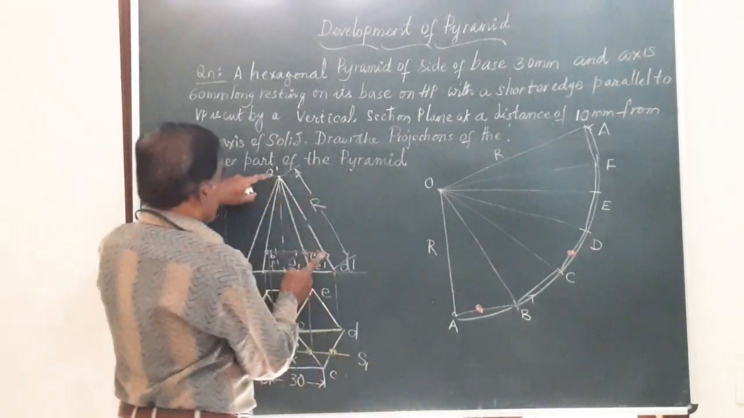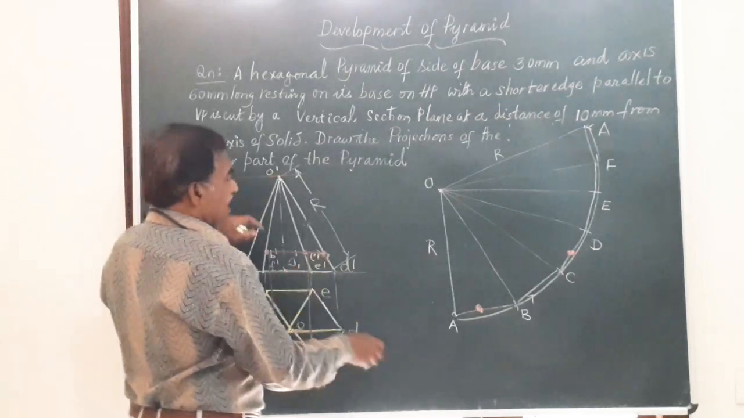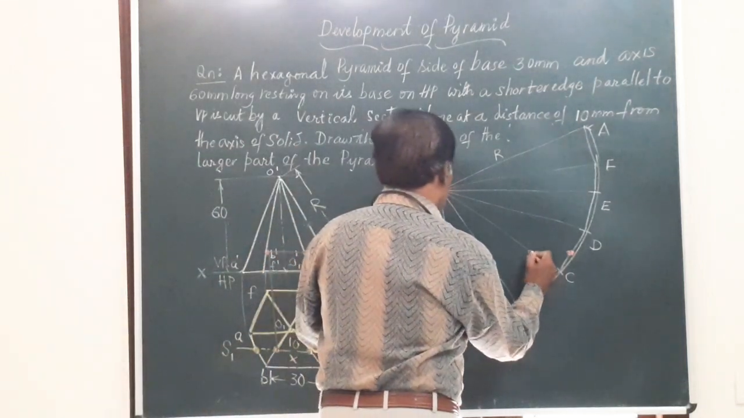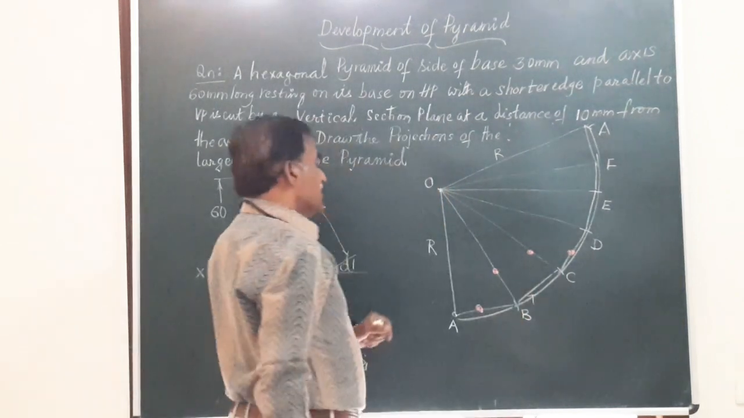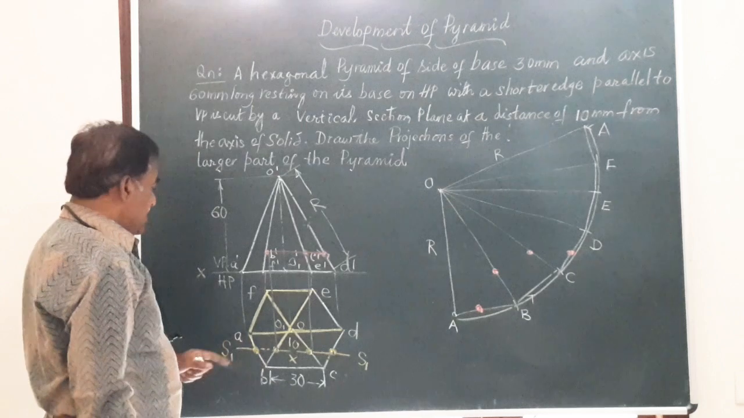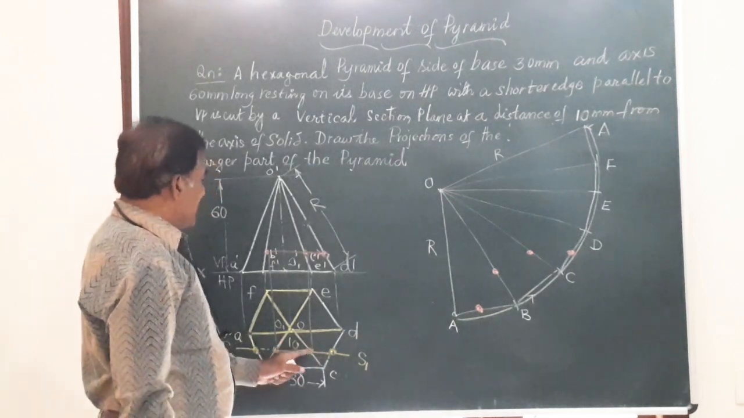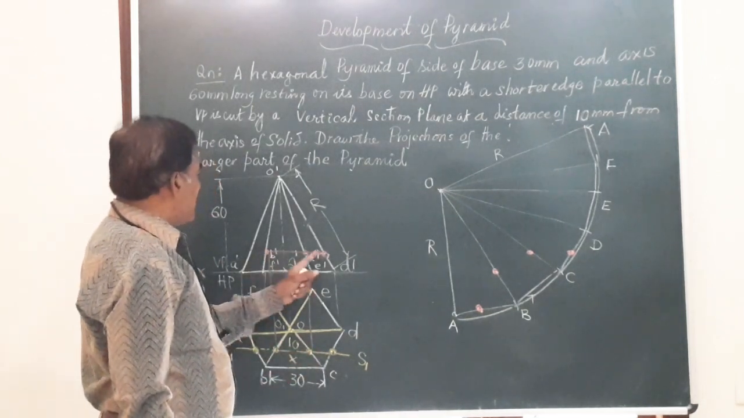So I will take this distance. Please look at the board. This distance on OC and also on OB. Friends, I have got 4 points. 2 for the base edges, 2 for the slant edges. The slant edges are cut here.